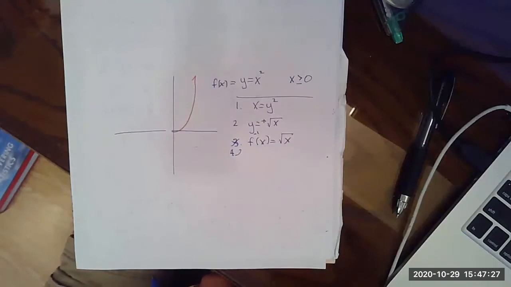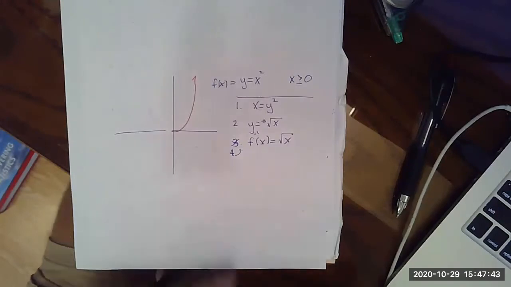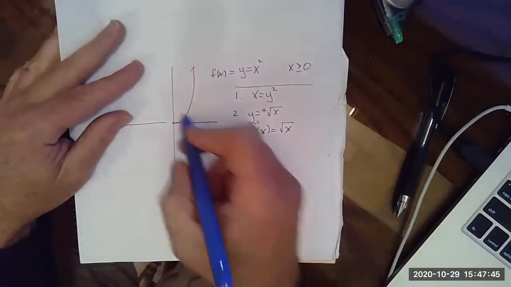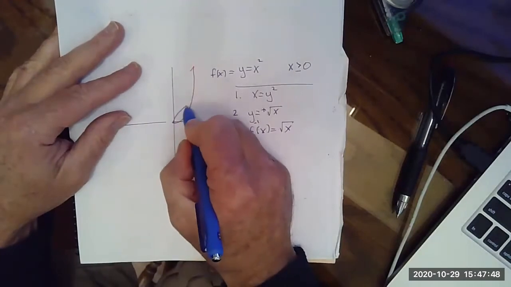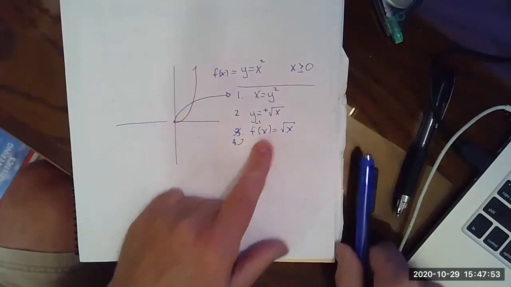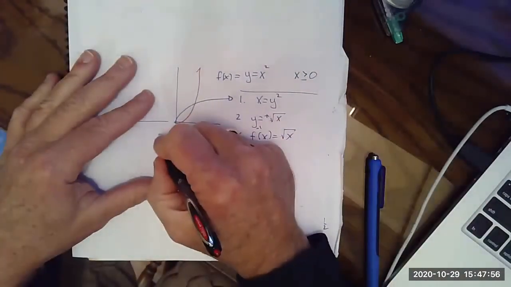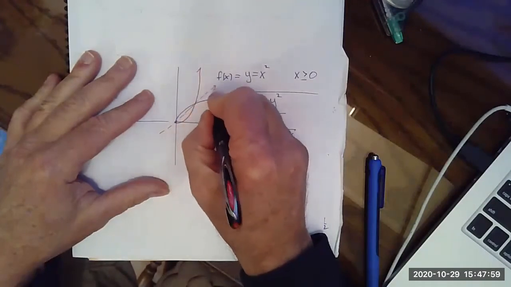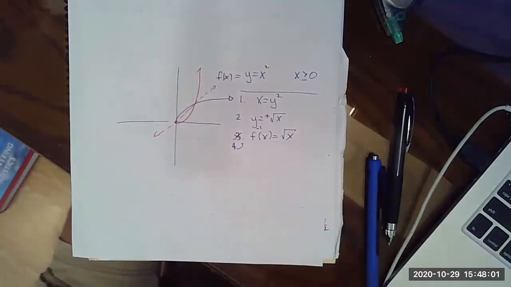So the first step was replace f of x with y. Then swap the x and the y. Then solve for y. Then make that y f inverse of x. Yeah, so this is really step 4. And then if you did that, it would be like this. If you graph that, you would get that, and the axis of symmetry would be y equals x. And if you take the composition, you get x.